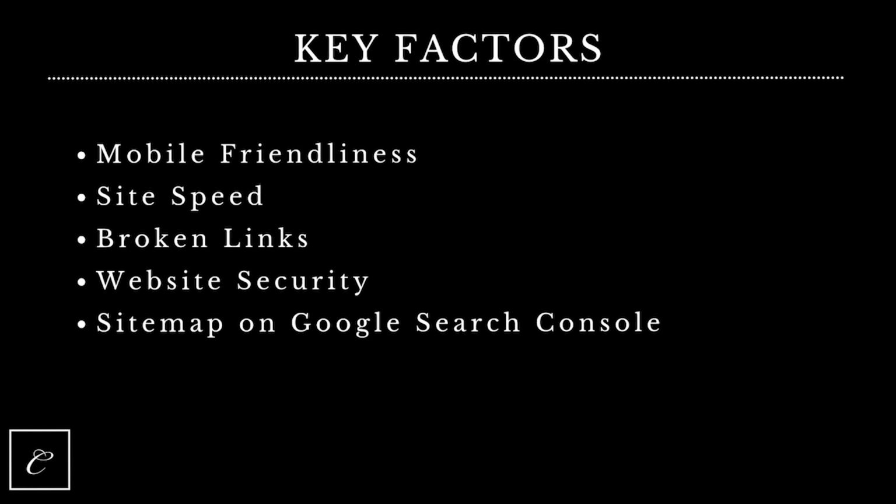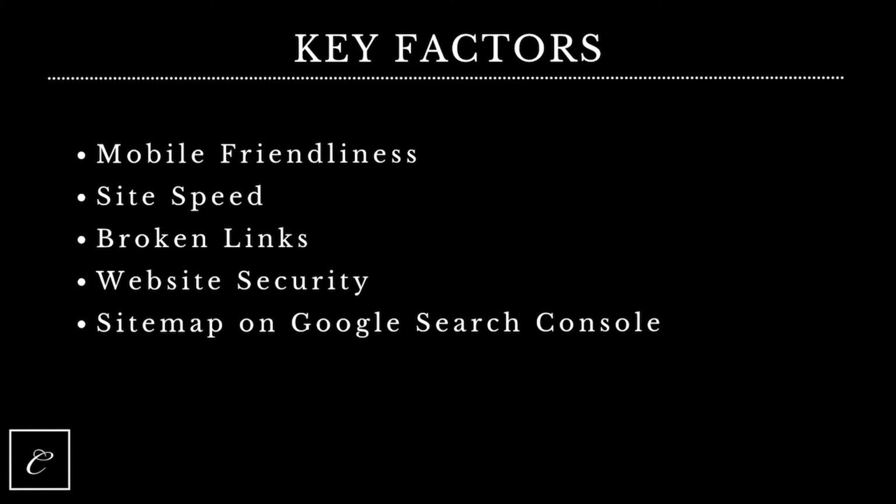Now let's spend some time going over the most important factors when it comes to SEO. The first factor is mobile friendliness. If your website isn't mobile friendly, people are going to click off your site. An easy way to test mobile friendliness is to simply search your website on your phone and see if it's easy to navigate. The second factor is site speed.